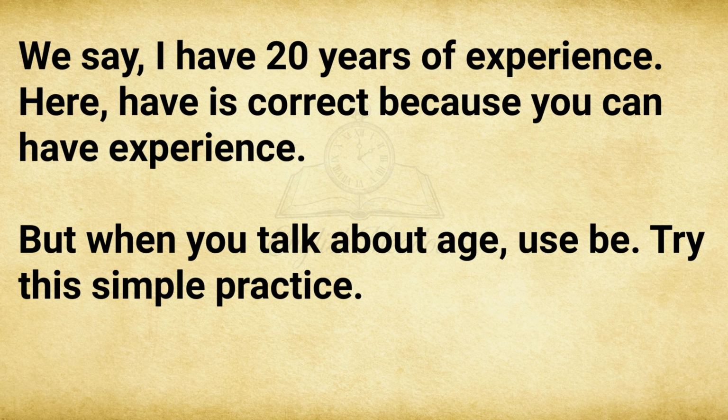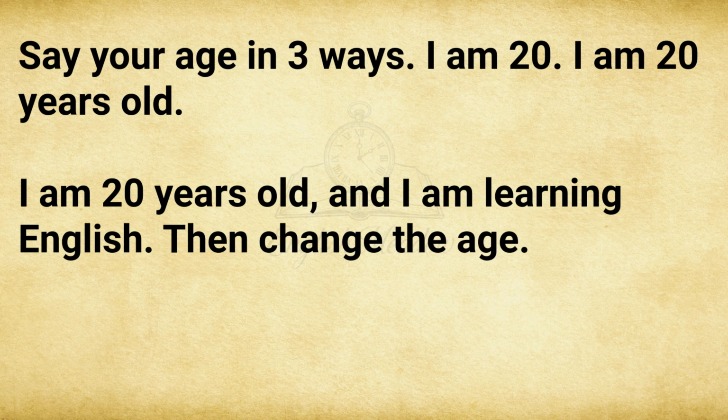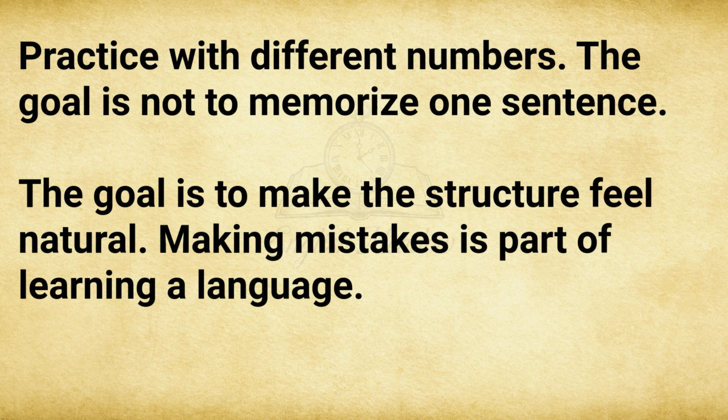Try this simple practice. Say your age in 3 ways. "I am 20." "I am 20 years old." "I am 20 years old, and I am learning English." Then change the age. Practice with different numbers. The goal is not to memorize one sentence. The goal is to make the structure feel natural.